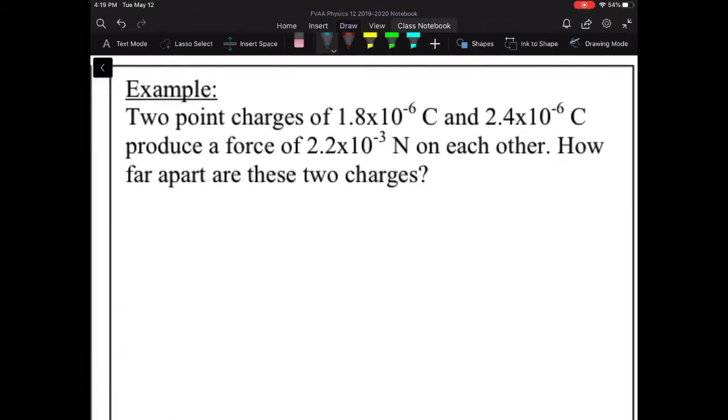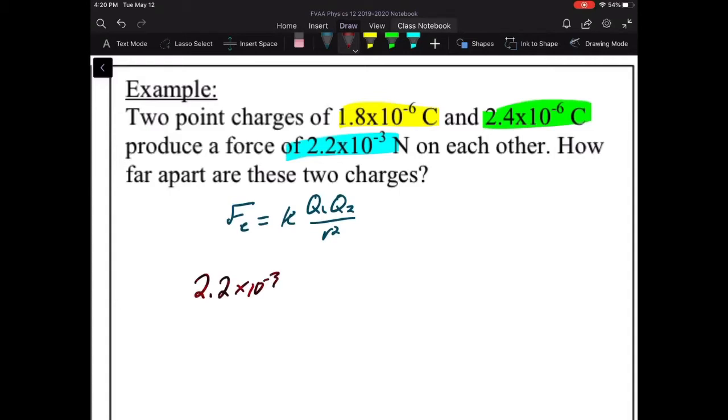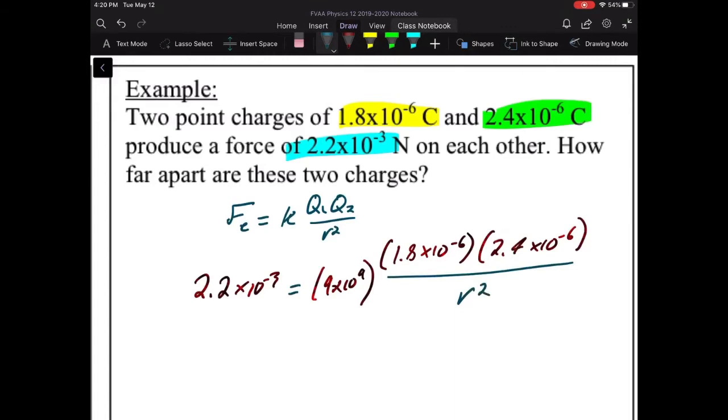Let's try another question, solving for a different part of our equation. Two point charges of 1.8 times 10 to the negative 6 and 2.4 times 10 to the negative 6 coulombs produce a force of 2.2 times 10 to the negative 3 newtons on each other. How far apart are they? Again, I start off with my equation and then I start plugging in numbers. 2.2 times 10 to the negative 3 is equal to 9 times 10 to the 9, Q1, 1.8 times 10 to the negative 6, that's 1.8 microcoulombs, times 2.4 times 10 to the negative 6, and then this is all over r squared. So I have to solve for r squared.